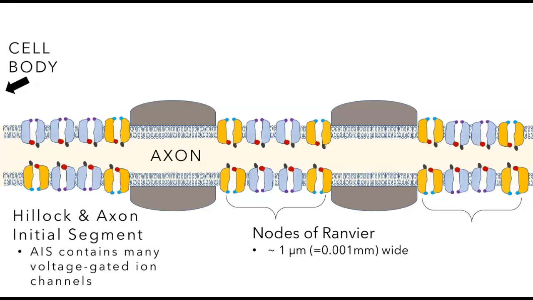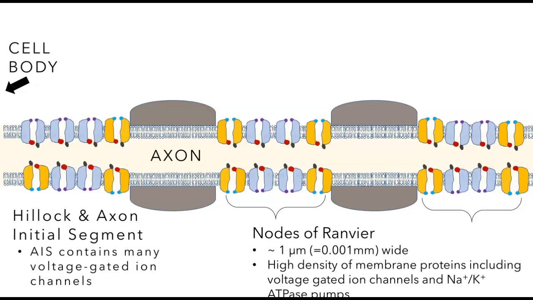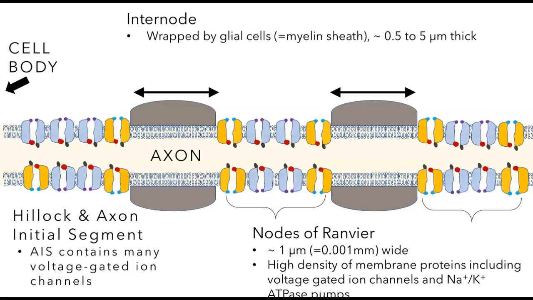And in these spots along the axon, there's a high concentration of membrane proteins, including voltage-gated ion channels and the sodium-potassium ATPase pump. Nodes of Ranvier are separated from one another by things called the internode region, shown here. And this is the part of the axon that will be wrapped by glial cells, or myelin sheath. Myelin sheath varies in thickness from different kinds of neurons. Sometimes it's not present at all, but when it is, it can be between 0.5 and 5 microns thick.